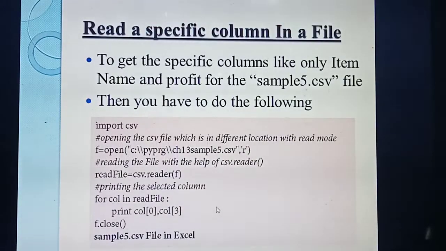Okay. Next one is reading a specific column in a file. From the file we are going to read only a specific column, maybe one column or two columns. Here they have given one example. In the example there are three things: item, name and profit. You are going to call only one column.